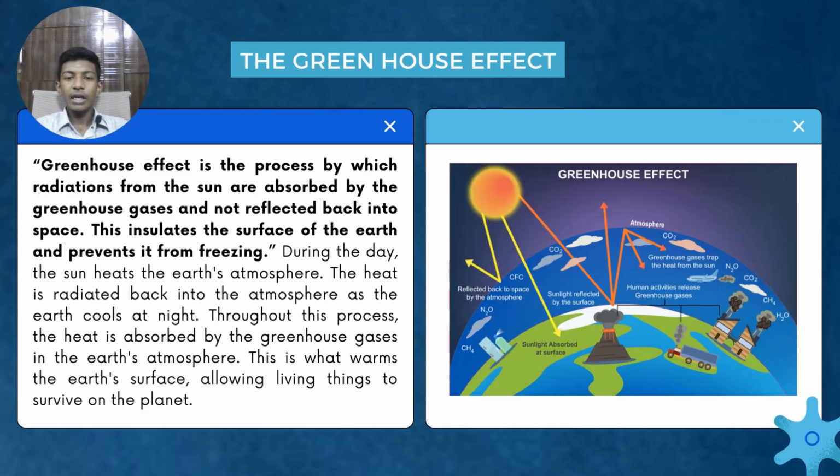The sun heats the Earth's atmosphere during the day. When the Earth cools down at night, the heat is radiated back into the atmosphere. The heat is absorbed by the greenhouse gases in the Earth's atmosphere throughout this process. This is what warms the Earth's surface, allowing for the survival of living beings on the planet.